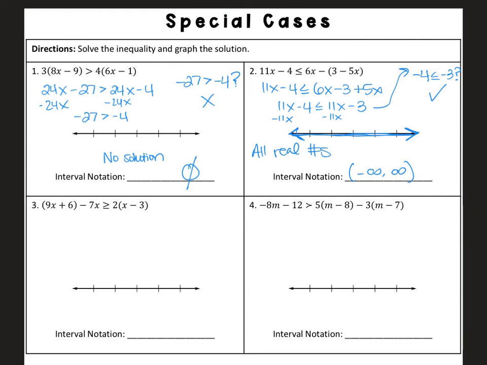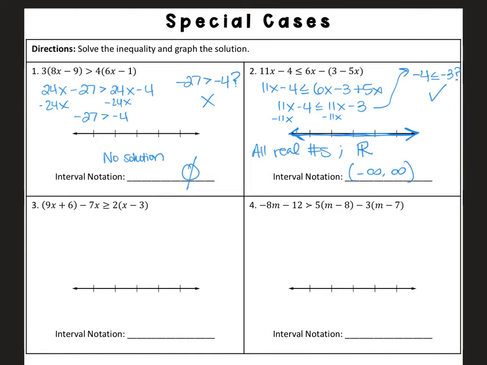Again, this is all real numbers, which you will often see this symbol, a double-stemmed R, to represent all real numbers. All right, I want you guys to pause the video and solve number 3 and number 4 and see which one is all real numbers and which one is no solution. And you guys do need to be able to identify which case is which.